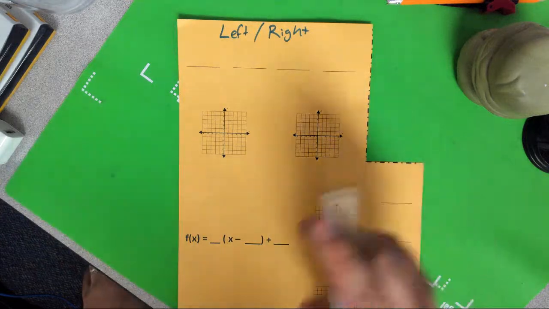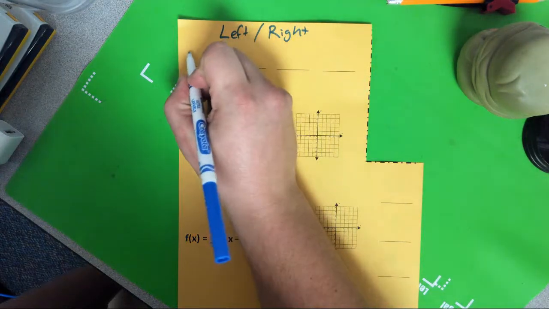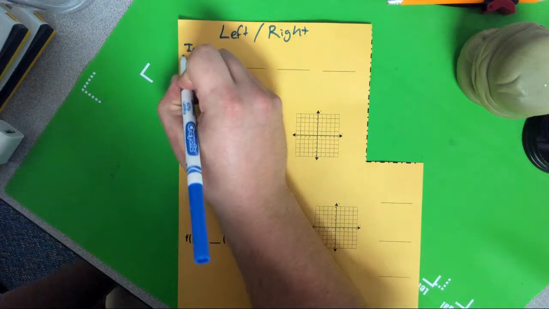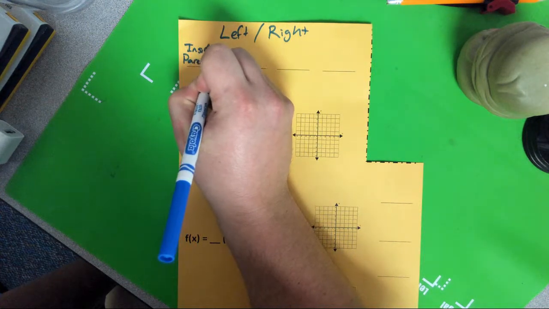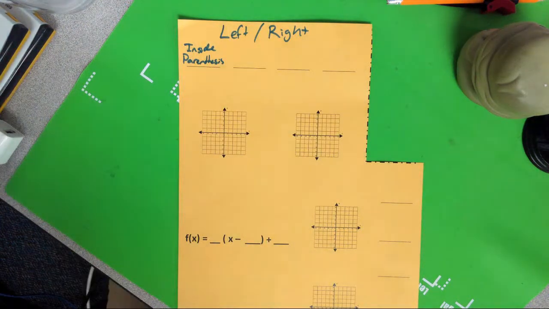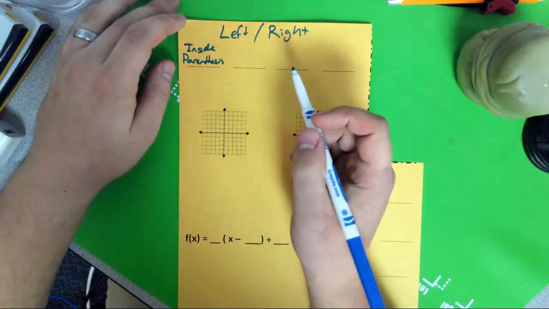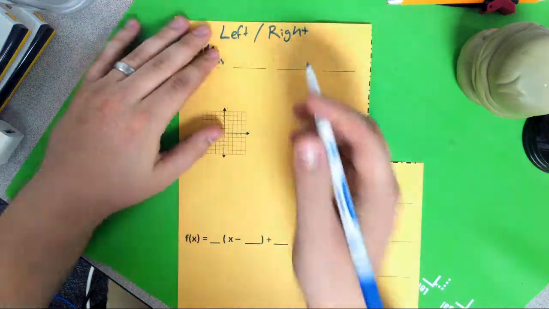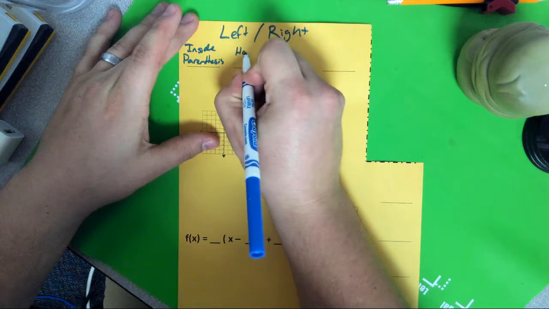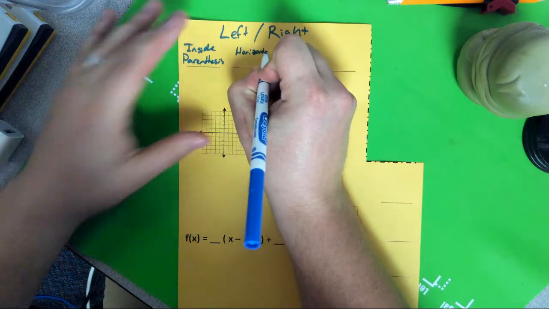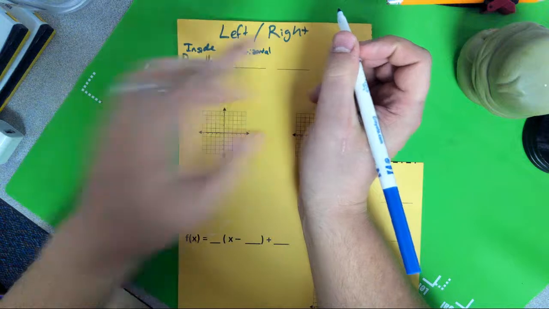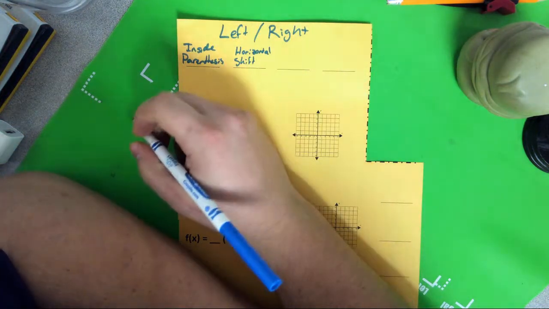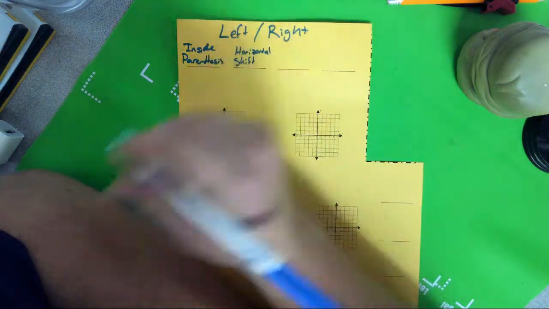The I stands for inside parentheses. Now, the next piece, H. That means what we're doing is a horizontal shift, which again refers to the left and right. So horizontal meaning left and right. So when we're having a horizontal shift, it's inside the parentheses.